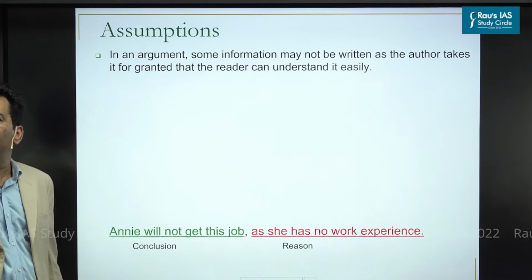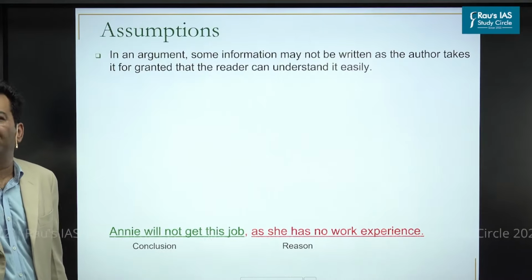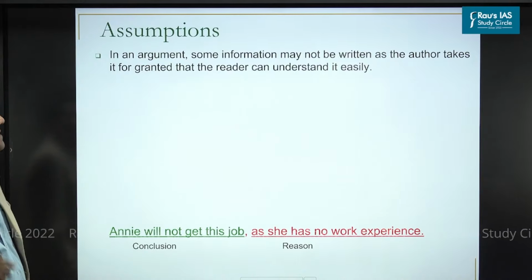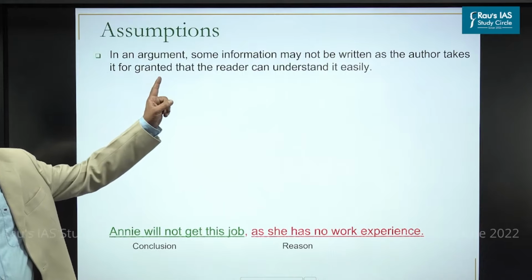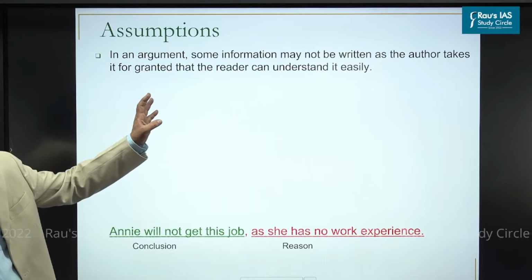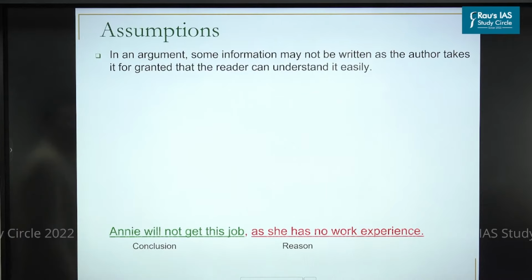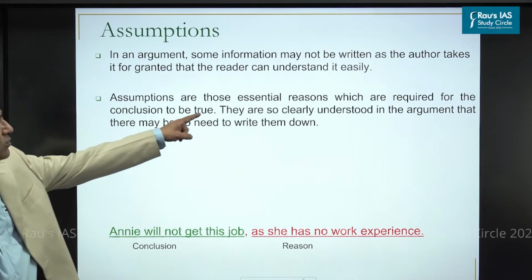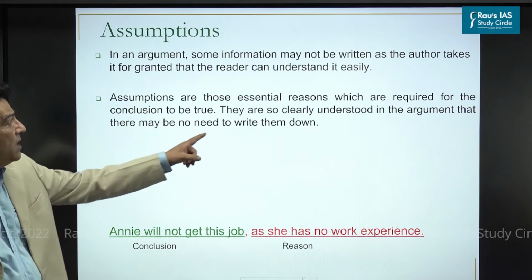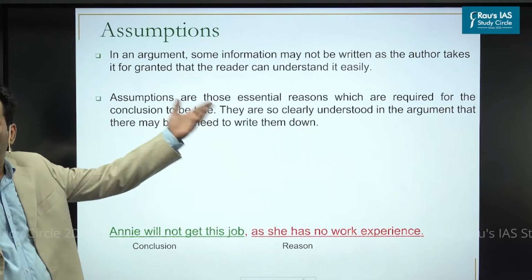Because conclusion and reasons can be identified very quickly and easily, that is the reason why questions will not ask you what is the conclusion or the reason in this particular argument. Instead, they will ask you for something which has to be found out by using brains. That is the reason why some of the reasons may not be written down by the author in the paragraph. And these reasons, which are very clearly understood from the rest of the information, are called assumptions. So, a third component in case of your arguments would be an assumption. Assumptions will always be those essential reasons which are required for the conclusion to be true. Unless and until they are present, the argument is wrong. They are so clearly understood in the argument that there may be no need for you to write them down or for the author to write them down in the first place.